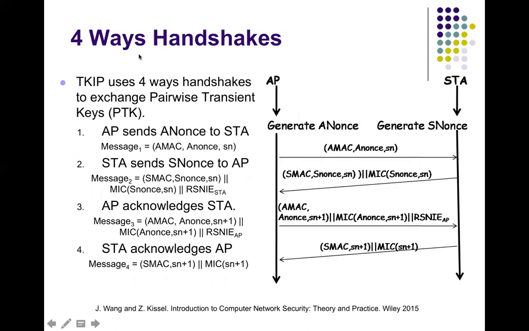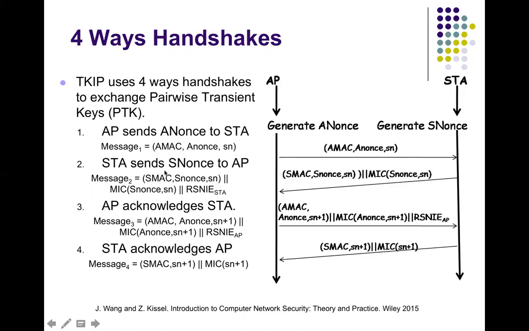Okay, so this is how these transient keys are transmitted. The AP sends the following to the STA: the AP's nonce, the sequence number, and the AP MAC address, the ID, for instance the SSID.